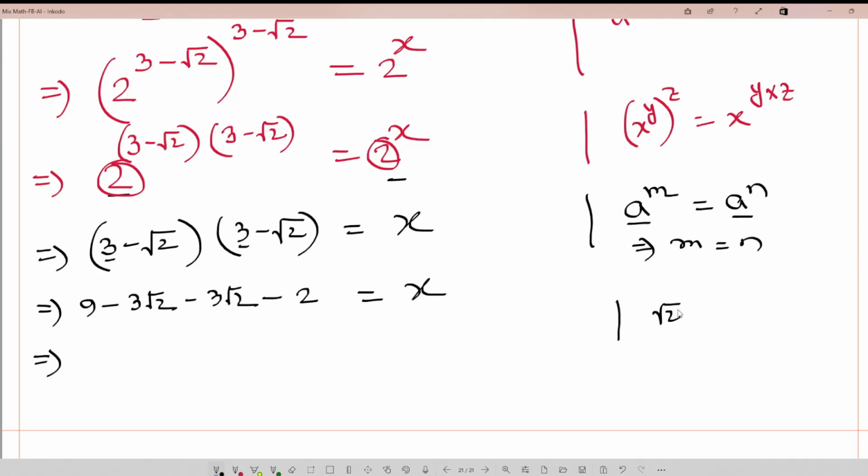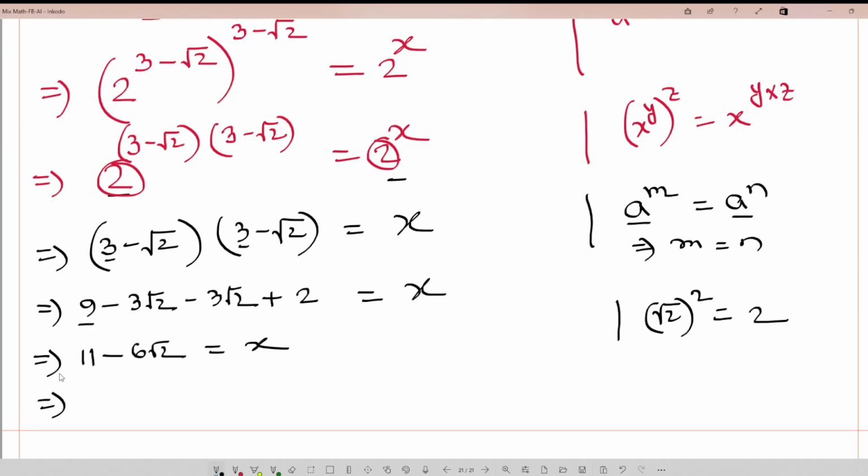here root 2 square means 2. So here is 9 minus 2. Here is also a mistake, because minus root 2 times minus root 2 should be plus. So be careful again. So 9 plus 2 means 11, and here is minus 3 root 2 and minus 3 root 2, it should be minus 6 root 2 equals x.